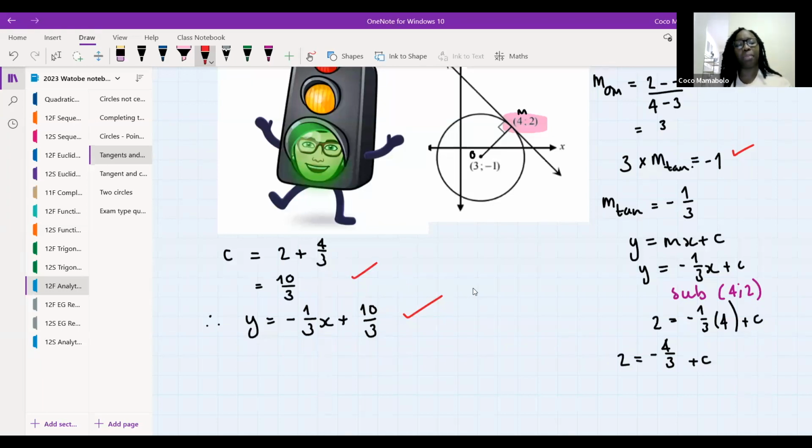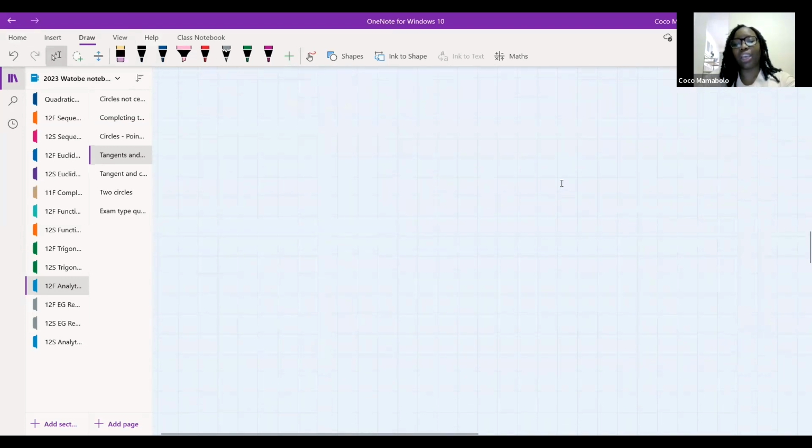Witepo says, ma'am, would it be a problem if I wrote the fraction as a mixed fraction? Not at all. You can absolutely do that. There's no issues around that at all. Okay, all right, let's have a look at another example.